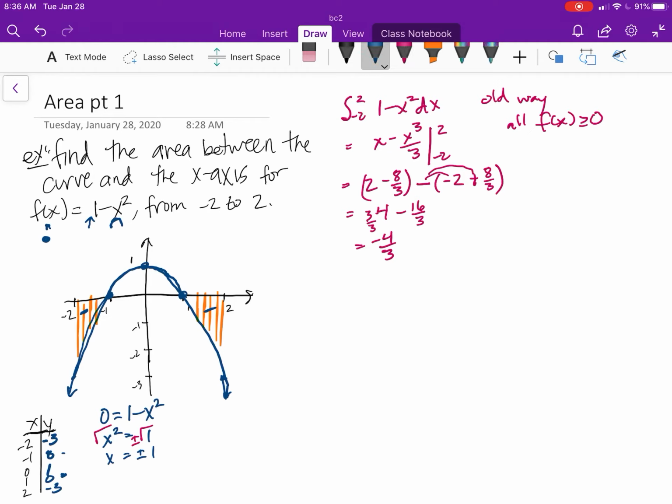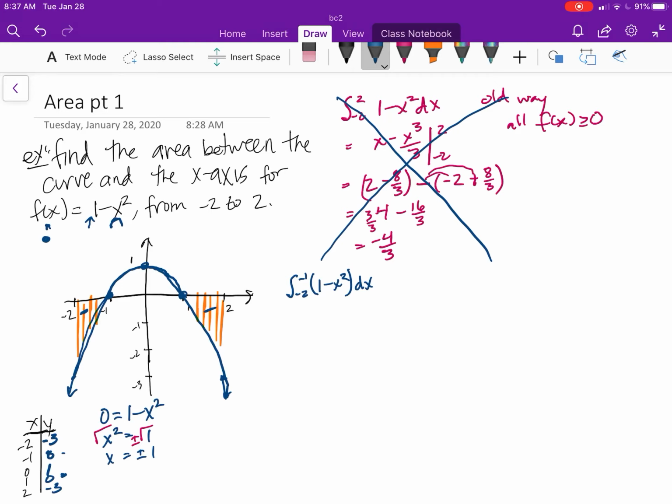So you haven't encountered a problem that had a function below the x-axis yet, so that creates a little more work. Here's what we've got to do. We break this up. We have this first area, -2 to -1. So I'm going to go ahead and cross that out. It didn't work, right? I mean, that is a value in a certain context, but not this answer. -2 to -1, 1 minus x squared dx.